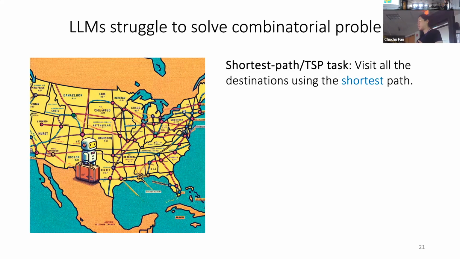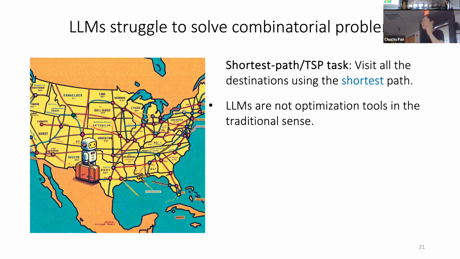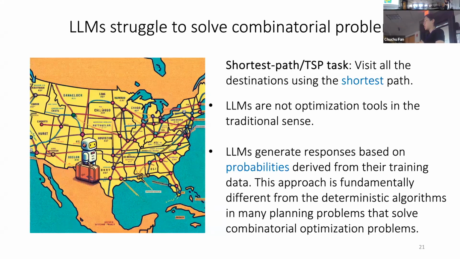You will see that a large language model is going to be terrible if you ask it to solve a traveling salesman problem or shortest path problem, because large language models are not optimization tools. The way they respond is based on probability derived from their training data. And this is fundamentally different from the combinatorial optimization problem that we are looking at in the robot planning domain.